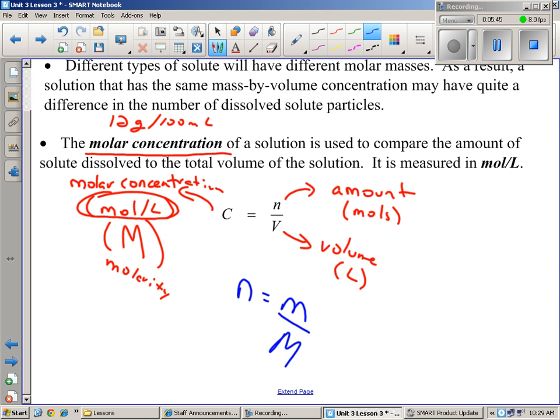n equals little m over big M. We're going to be dissolving a mass, some kind of solid, into some kind of volume, so we're going to use that as well. But we're also going to include the molar mass, which makes it more specific. Salt has a different molar mass than sugar does, for example.